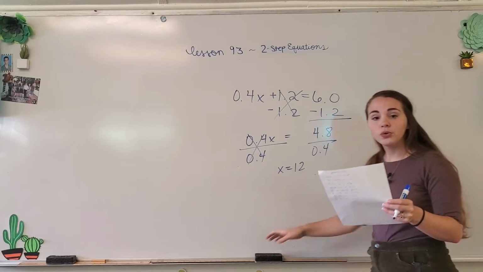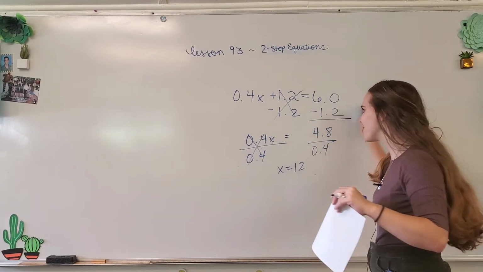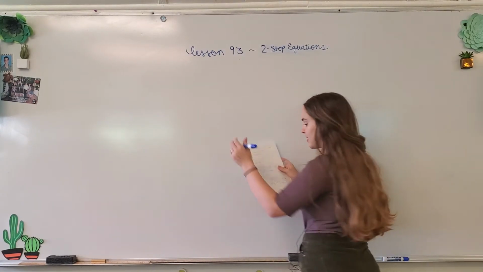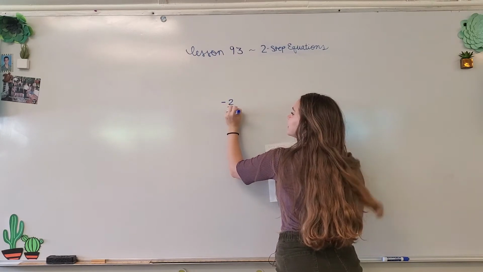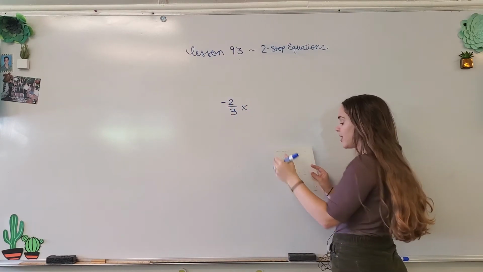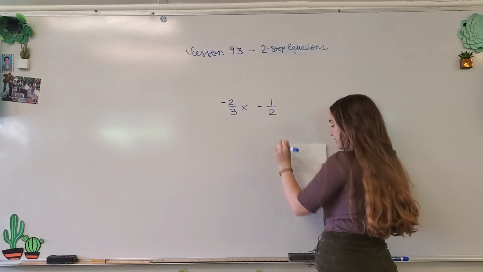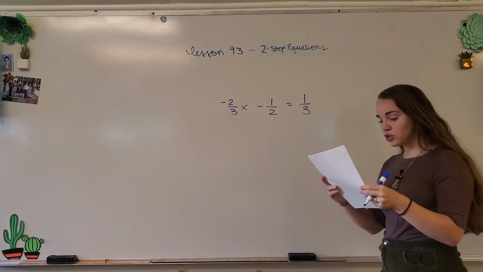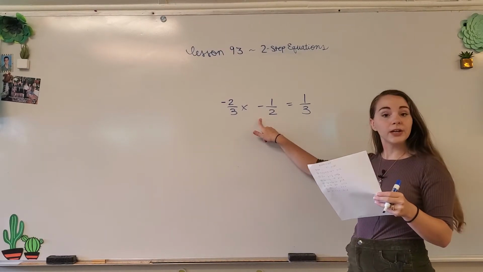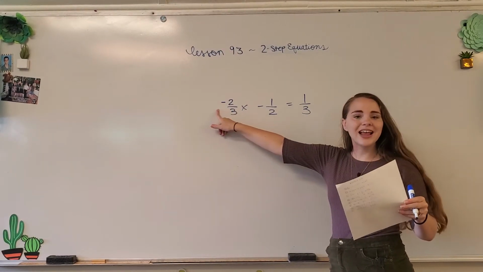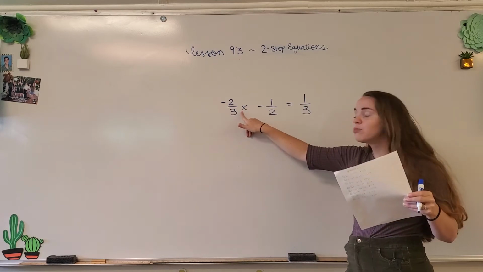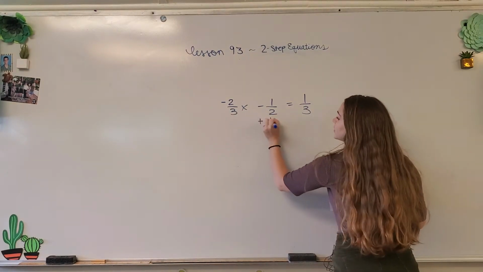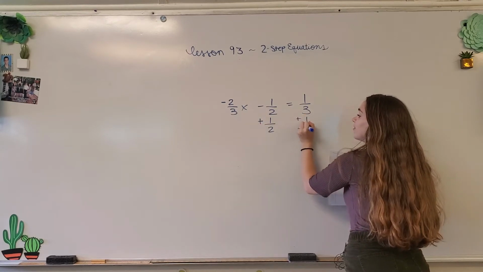Okay, example 2. Now we get to do fractions, your favorite. My favorite. Negative 2/3 x minus 1/2, yikes, equals 1/3. Okay, so the first thing we're gonna do, of course, we're gonna add. Just because this is negative, this doesn't mean it's subtracted. It's multiplied because it's right by the x. So, plus 1/2, plus 1/2.